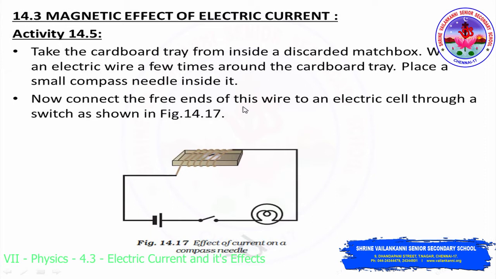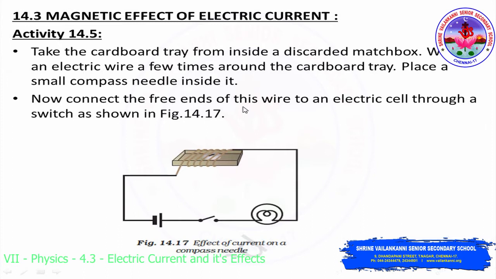To do this activity, the things that you need are a battery, a switch, an insulated electric wire, a cardboard tray from a discarded matchbox, and a compass needle, right? If needed, you can even take an electric bulb.